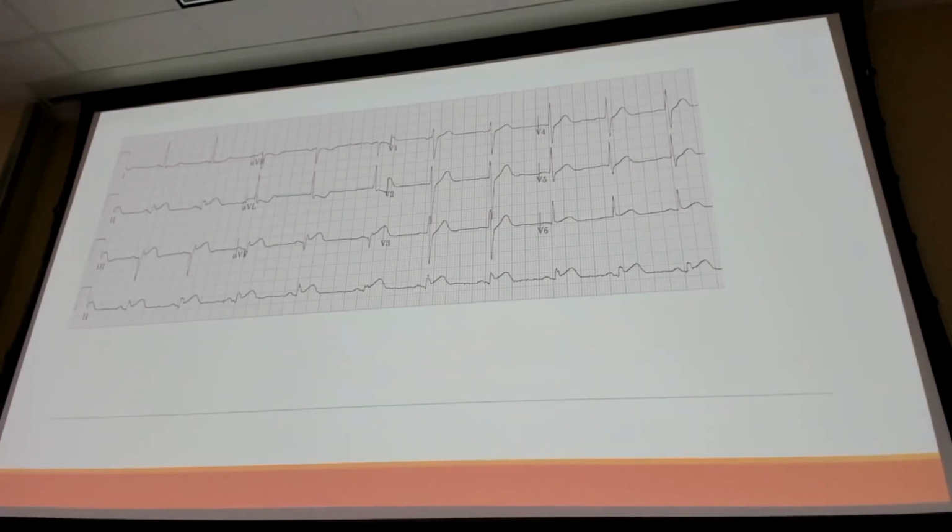What about this one? Inferior on the slide. Yeah, that one looks inferior, right? And then where do we see reciprocal changes in this? Yeah, aVL is most obvious, yes. And you don't really see much in the other lateral leads.